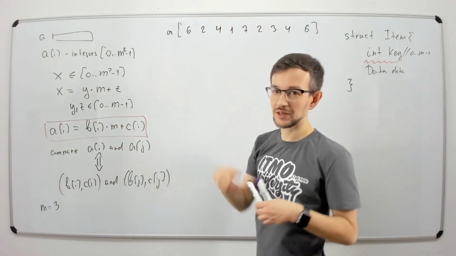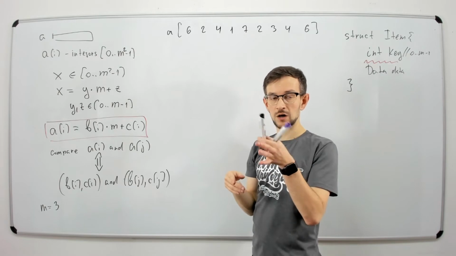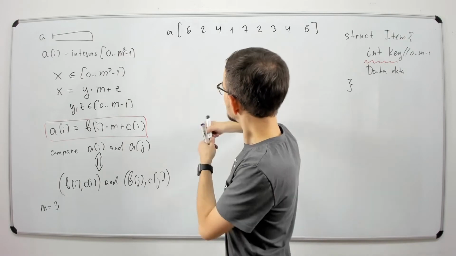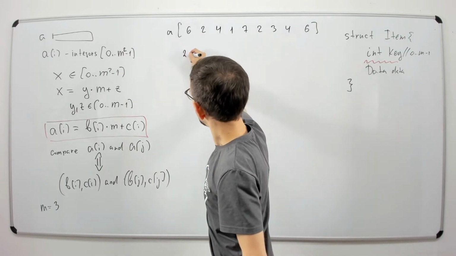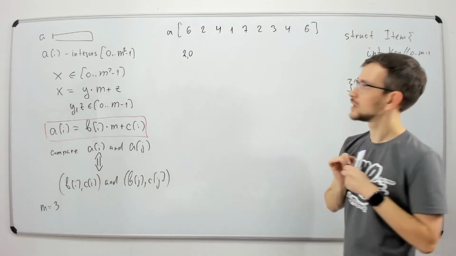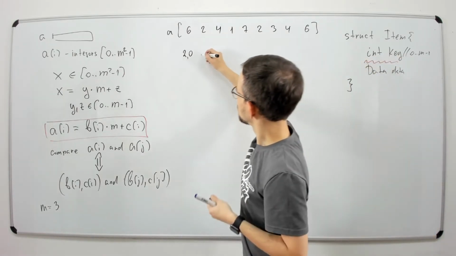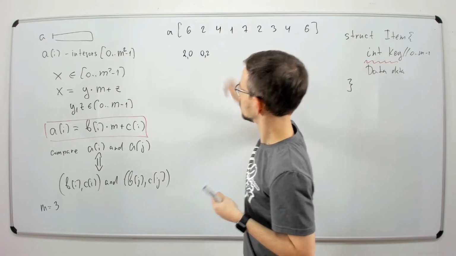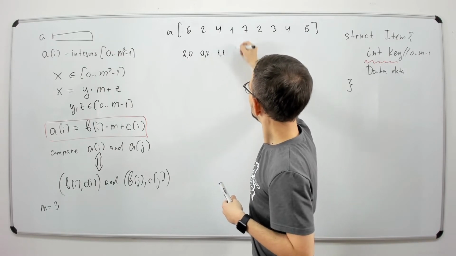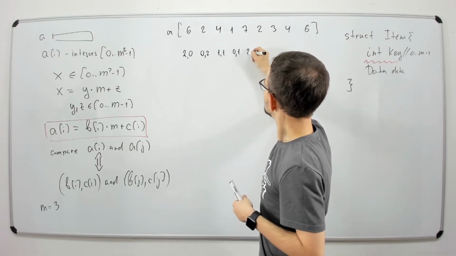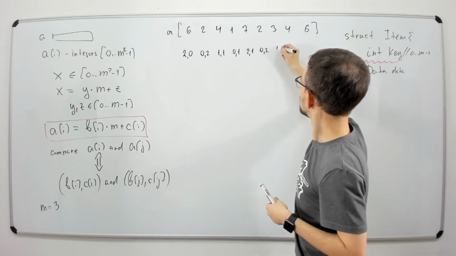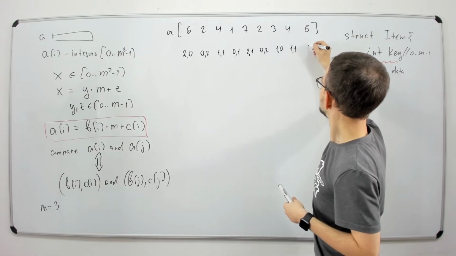So what is 6? 6 is 3 multiplied by 2 plus 0. So we take this and replace it with the pair 2 and 0. Now this 2 is 0 multiplied by 3 plus 2. So this 4 is 1 and 1. This is 0 and 1. This is 2 and 1. 0, 2, 1, 0, 1, 1, and 2, 0.